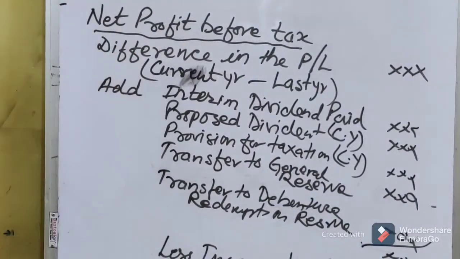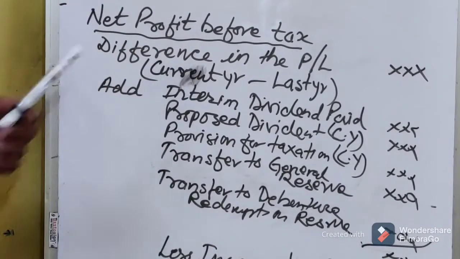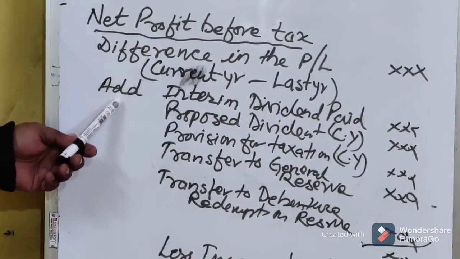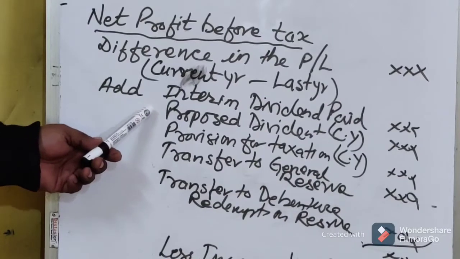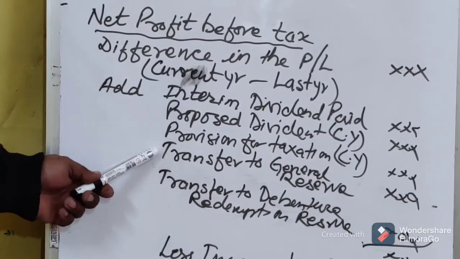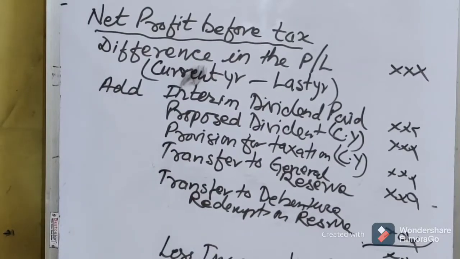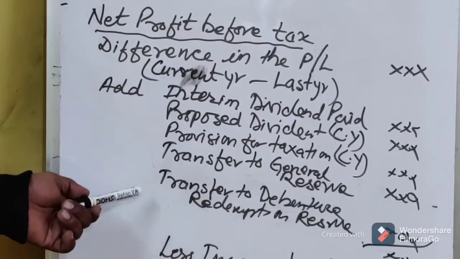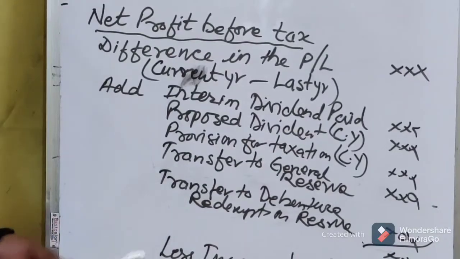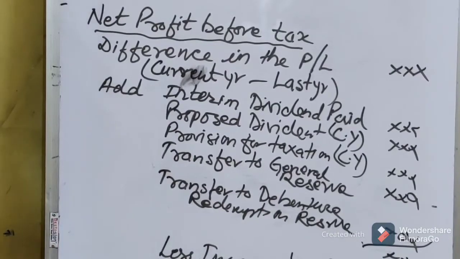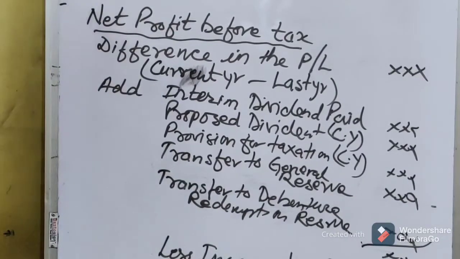So how to find out net profit before tax? Difference in the profit and loss account, current year minus last year, add interim dividend paid, proposed dividend for the current year, provision for taxation for the current year, transfer to general reserve, transfer to debenture redemption reserve, transfer to sinking fund, so transfer to any reserve is to be added back here, and less income tax refund. In this way, we can find out net profit before tax.